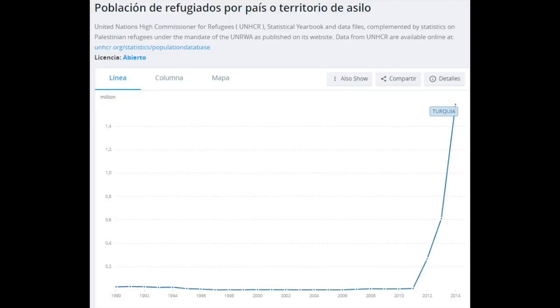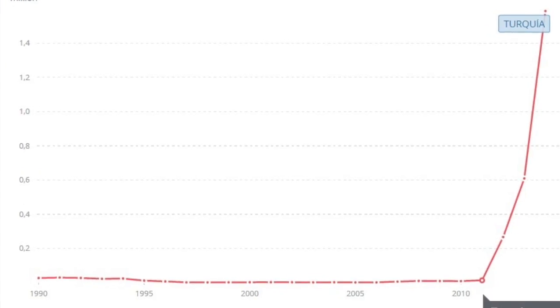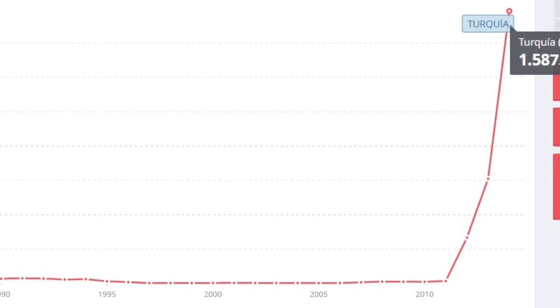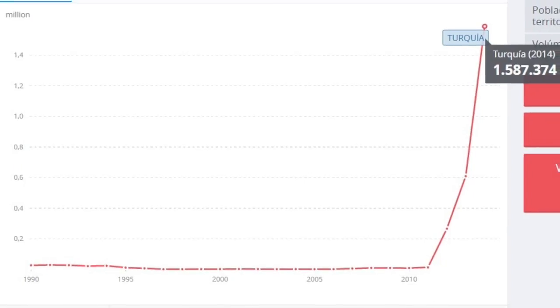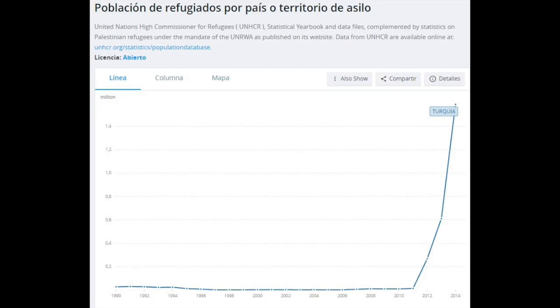The population of refugees per country or territory of asylum in Turkey is getting greater. The refugees are especially from the country of Syria, due to the war that the country is facing. The number of refugees has increased dramatically in the past few years. For example, in 2011, there were 14,465 refugees, and in 2014 it increased to 1,587,300 persons. This is an example of exponential growth.